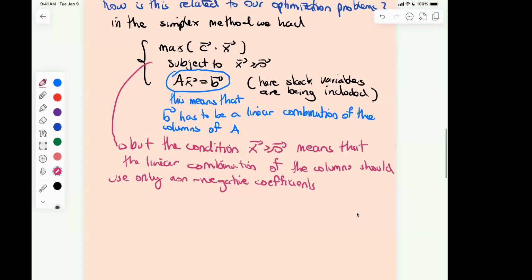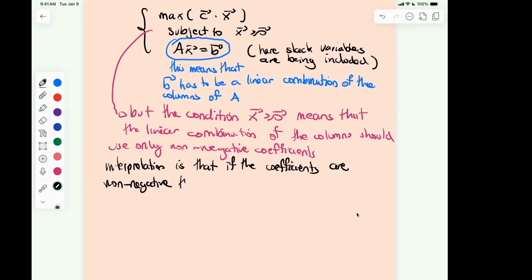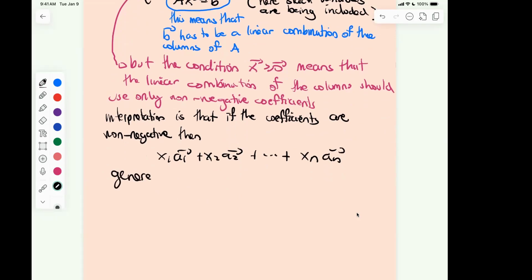So the interpretation here is that if the coefficients are non-negative, then x1 a1 plus x2 a2 plus up to xn an generate a cone. A cone instead of a vector subspace. That's the point: a cone, instead of a vector space.